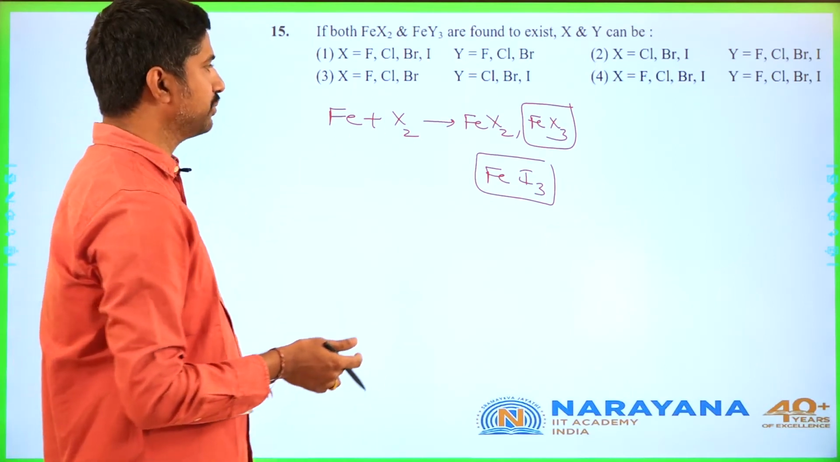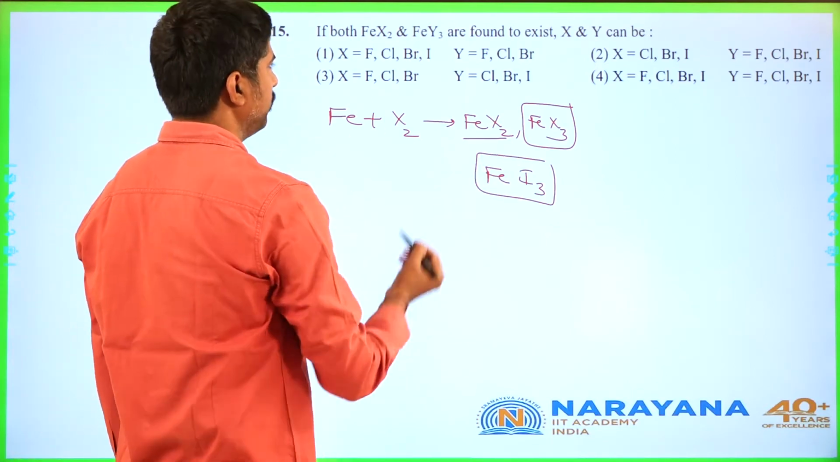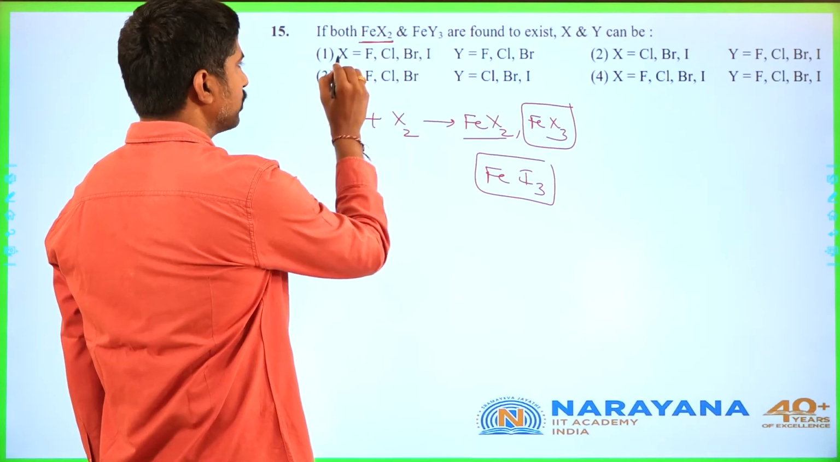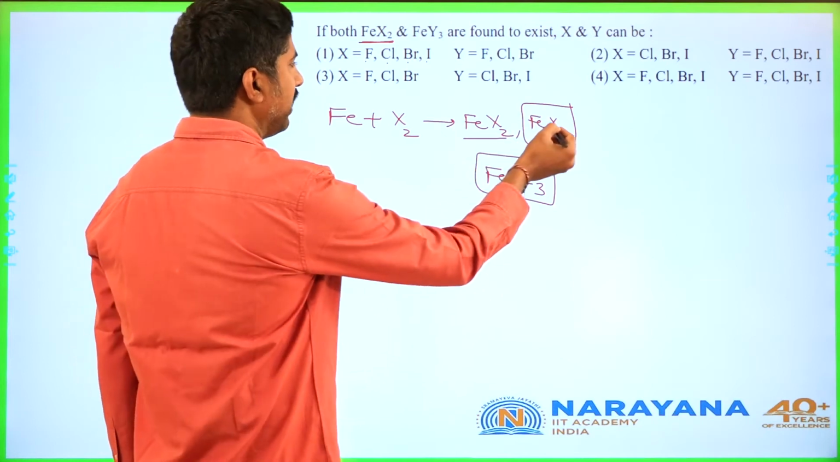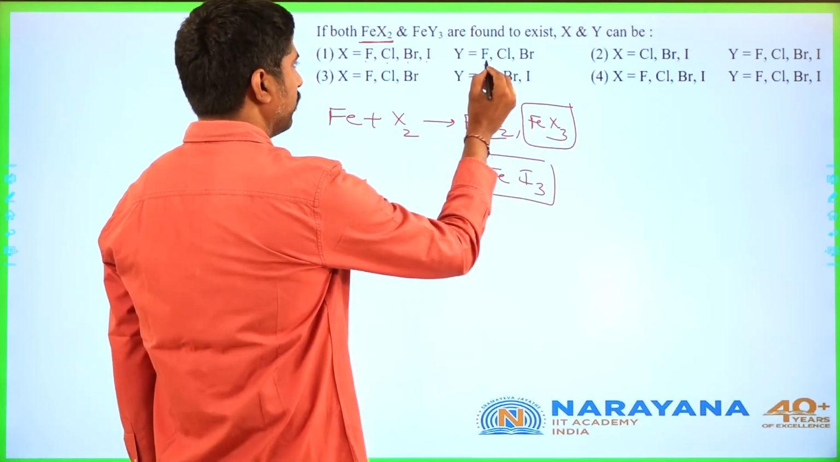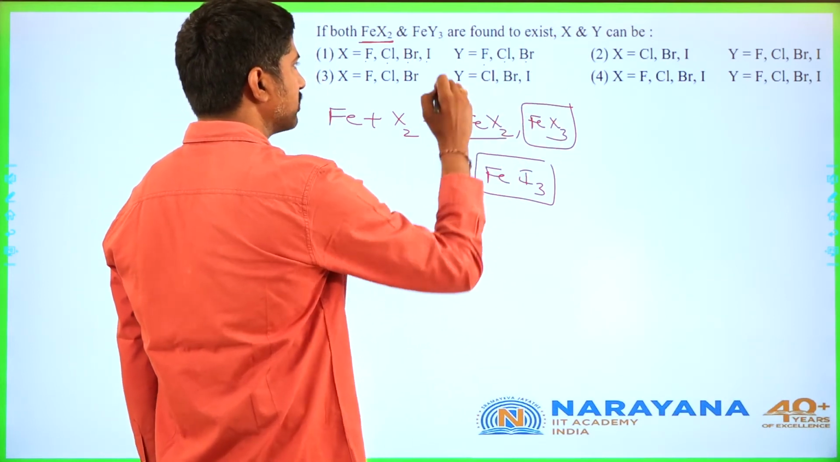So just check the options. With dihalides all are possible. So FeX2, where X may be fluorine, chlorine, bromine, iodine, is possible. And FeX3 type: fluorine, chlorine, bromine are there, iodine is not there.